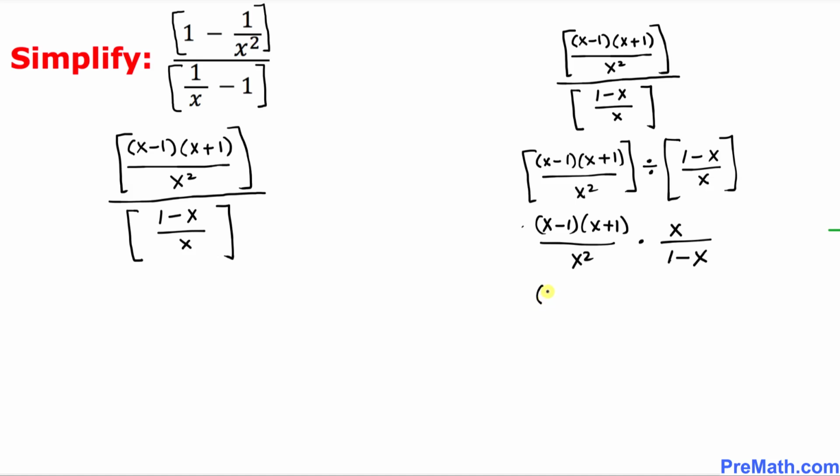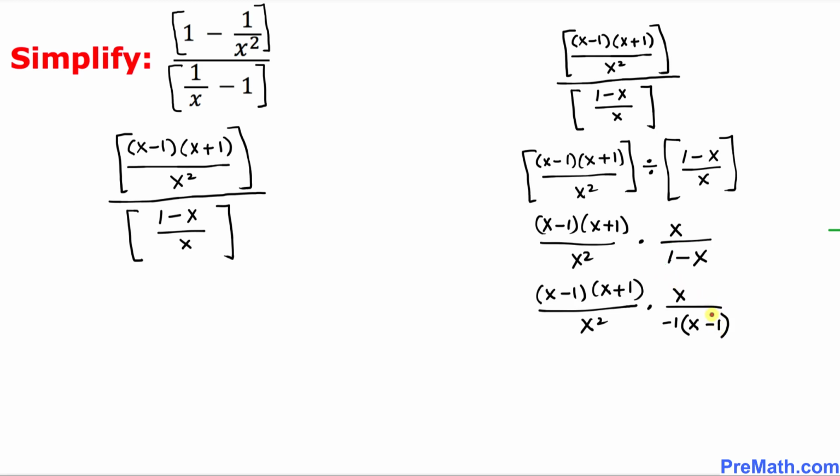This is going to stay the same, x minus 1 times x plus 1 divided by x squared, times x over 1 minus x. I want to tweak this one, 1 minus x. I want to write it as x minus 1. So I can simply bring negative 1 outside. If I bring the negative sign outside, this is going to become x minus 1. Just keep that in your mind.